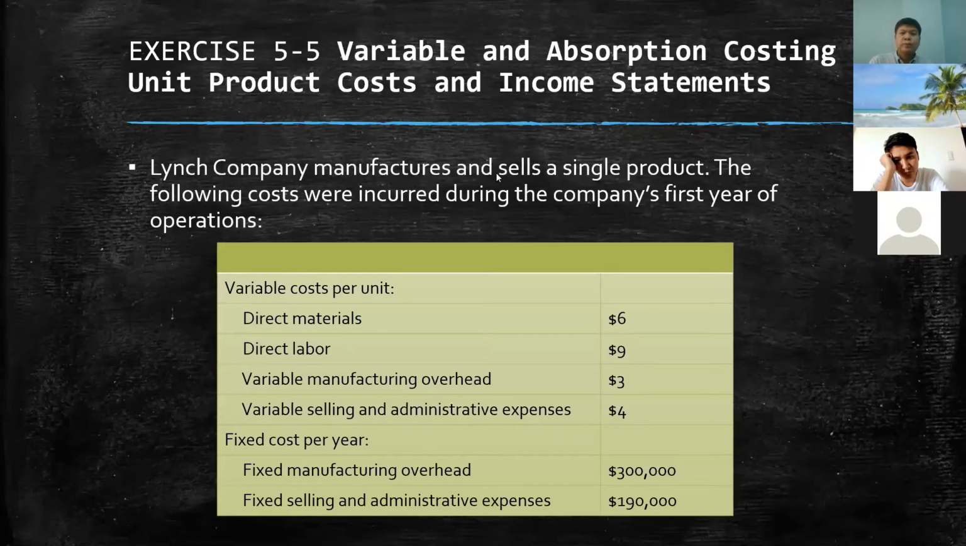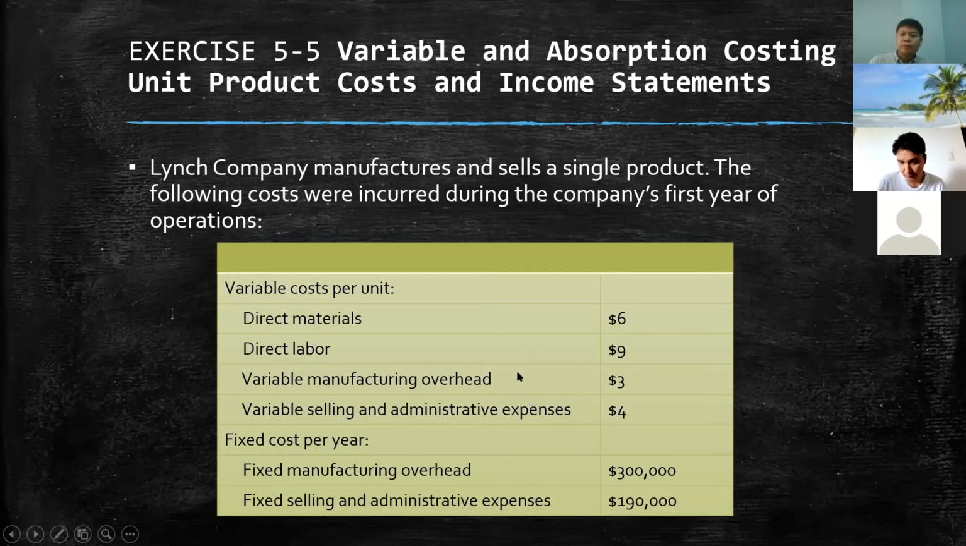Next, variable and absorption costing, unit product costs and income statements. Lynch Company manufactures and sells a single product. The following costs were incurred during the company's first year of operation. So, meron ulit tayong variable cost and fixed cost dito, separated na. Direct materials, direct labor, variable manufacturing overhead, $6.93. And selling administrative expense would be 4.